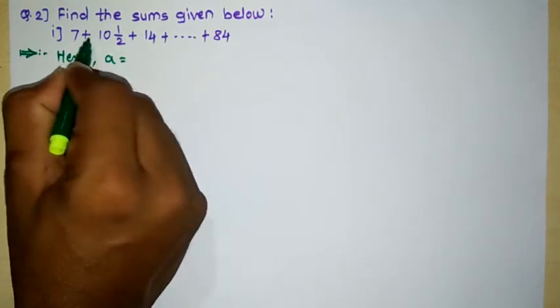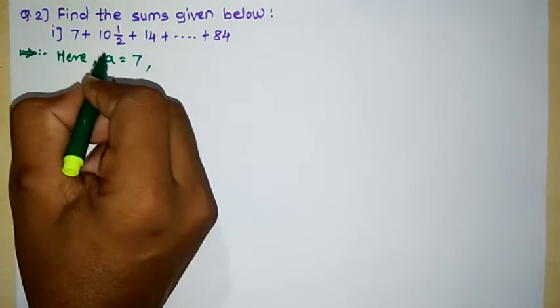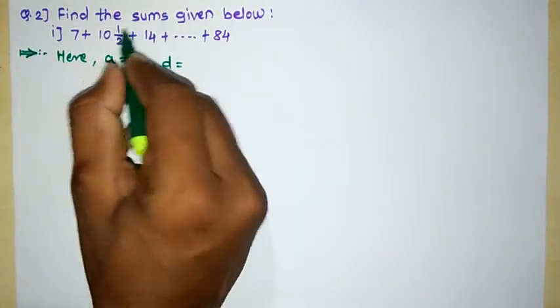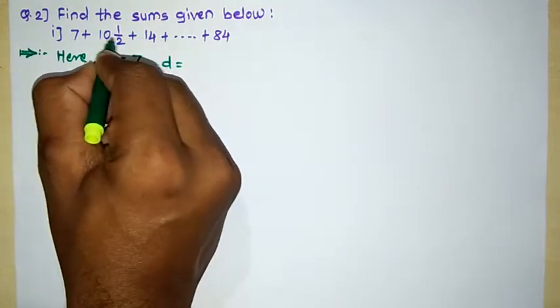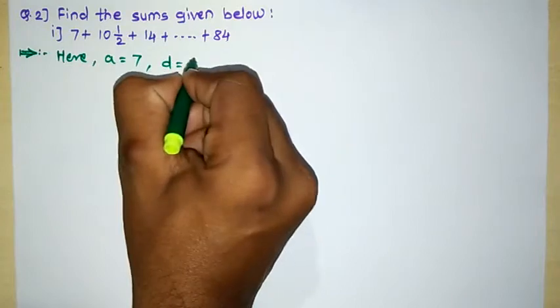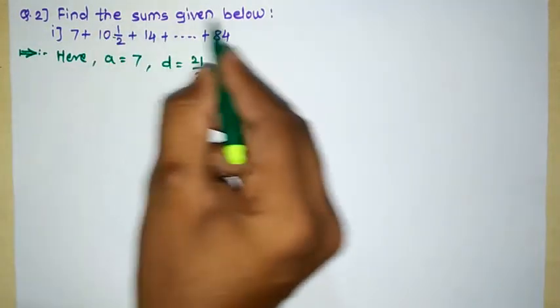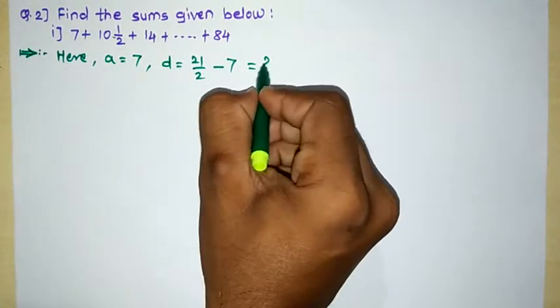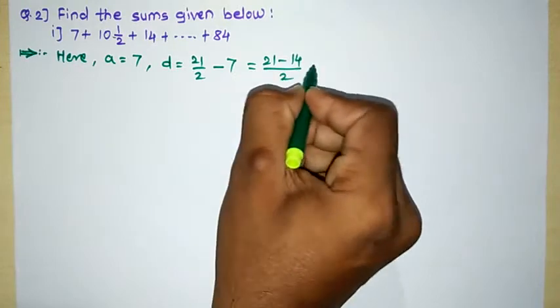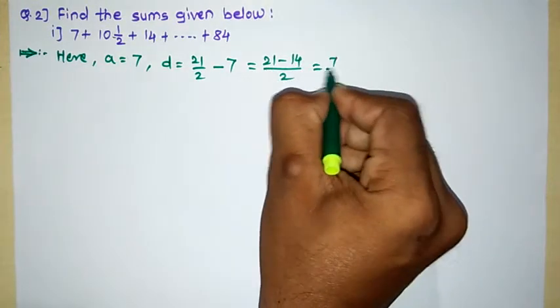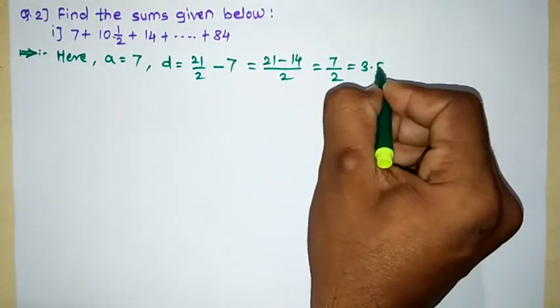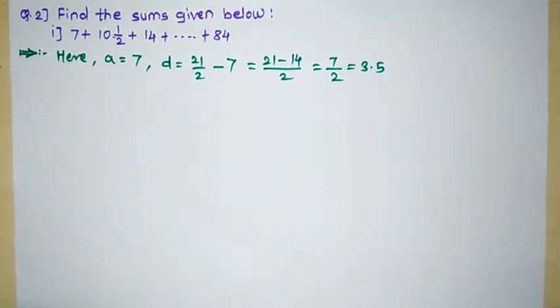First term a is equal to how much? 7. Now we have to calculate the common difference here. d is equal to how much? It will come 21 by 2, second term, minus 7, first term. Now by using cross multiplication, that is 21 minus 14 divided by 2. 21 minus 14 is equal to 7 divided by 2. Now here we got common difference is equal to 7 divided by 2, which is equal to 3.5. Now we can say that here common difference is 3.5.